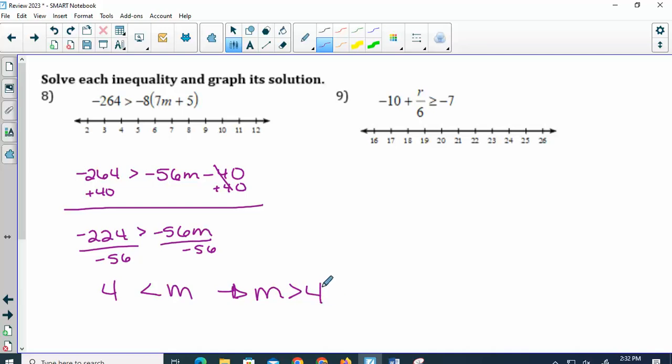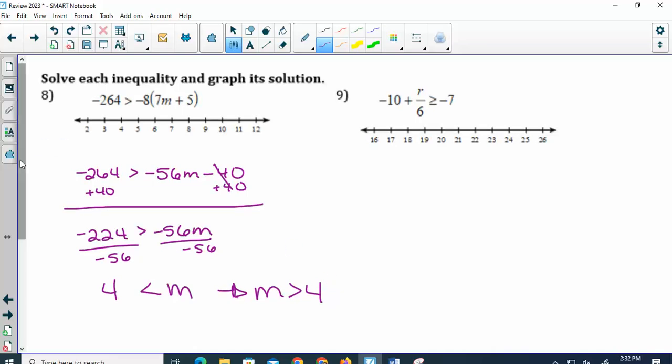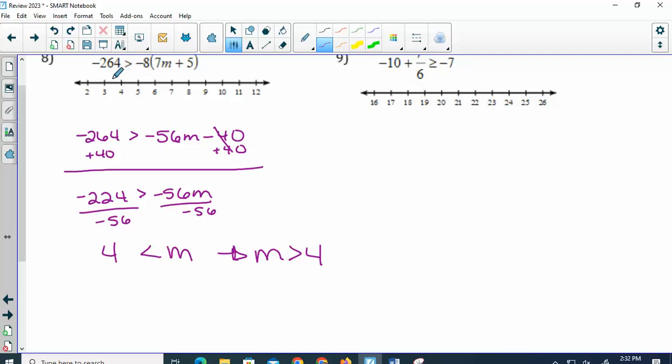So remember, if it doesn't have an equal to, if it's just a less than or greater than, what kind of circle do we do? Open circle at 4. And we want everything greater, so everything larger. So that would be to the right.